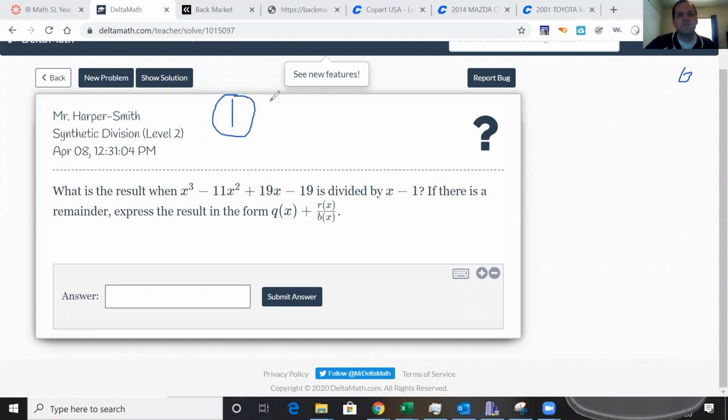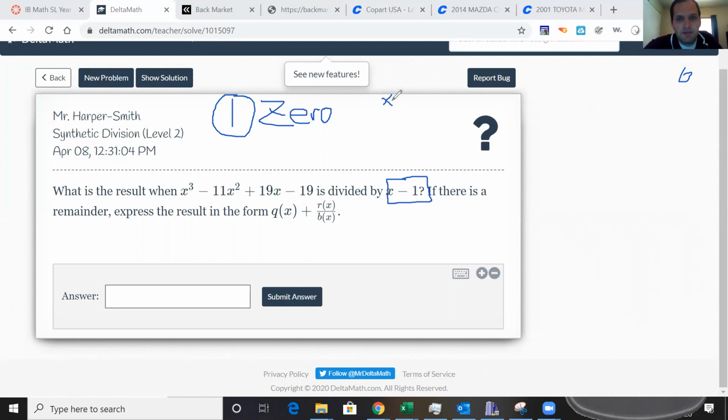When we're doing it, the first thing we need to do is we need to find the zero. And the zero is all based on what we are dividing by. In this case, we are dividing by x minus 1. Now, the zero means what would make this 0? What value of x would make x minus 1 equal to 0?